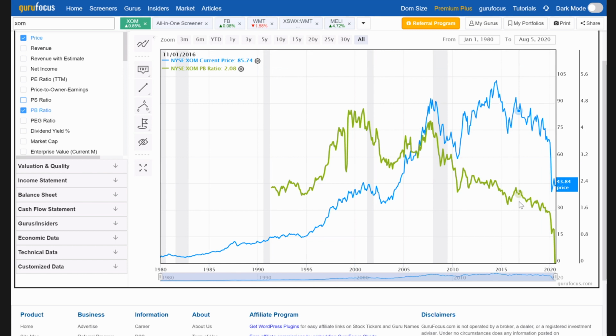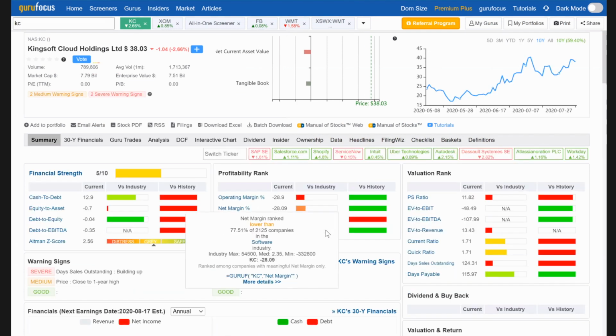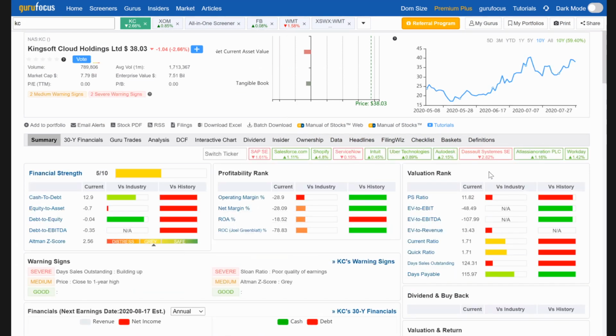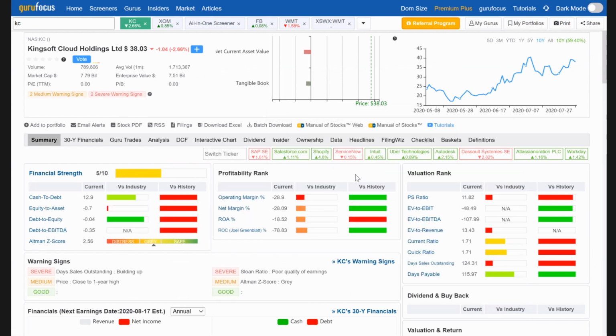What parameter to analyze high growth new entrant companies like Chinese tech companies, and PDD, KC? I'm not sure what KC is. Let me take a look. Consoft Cloud. Okay, if you want to analyze companies, always come to the Growth summary page. I think that's an excellent page. And look at the financial strength and the profitability rank. For this company, it's so new that we don't have a profitability rank yet.